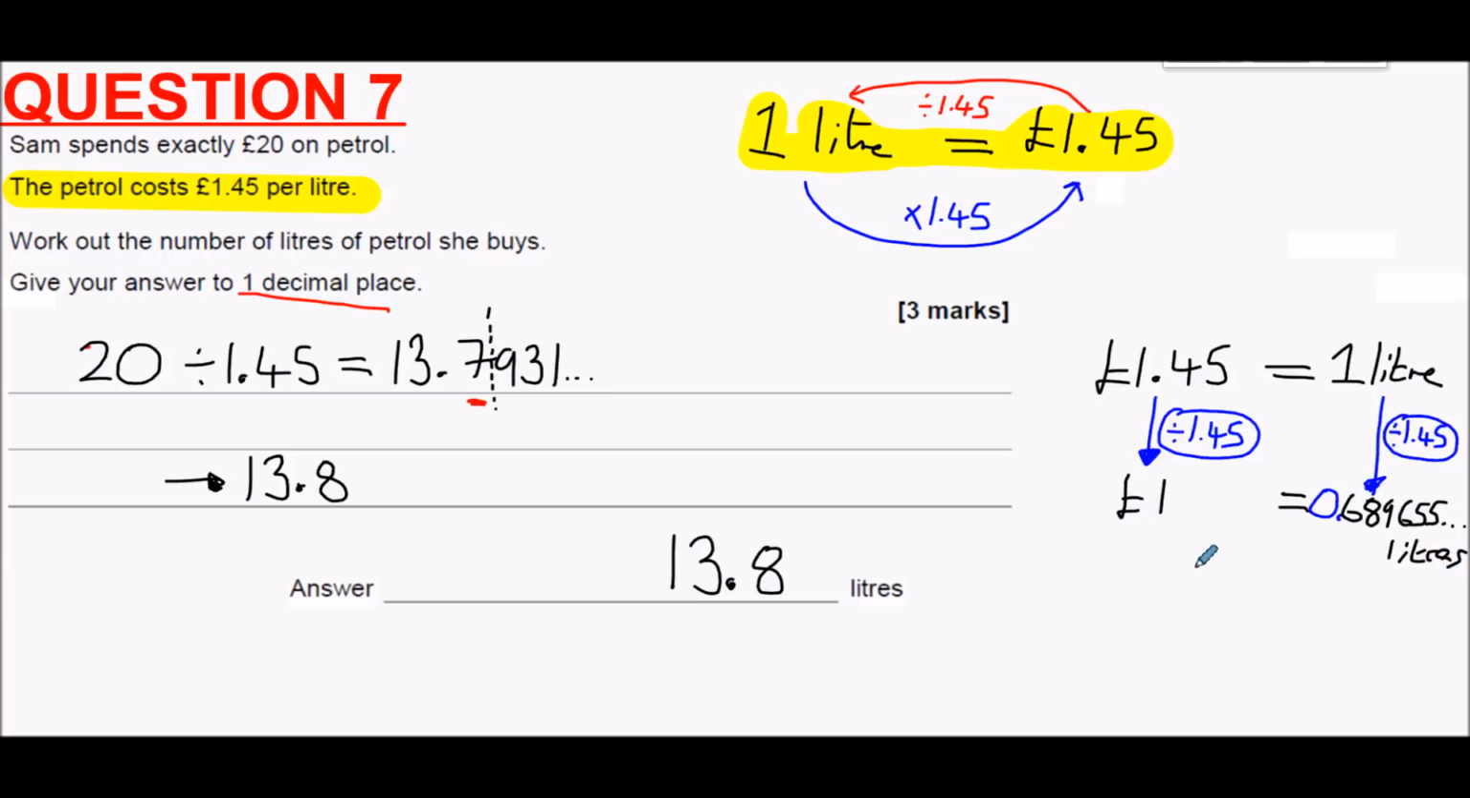Now, of course, she didn't just spend £1. We've been told she spends exactly £20. So our next step would be to go from £1 to £20. And so what would we have to multiply £1 by to get £20? The answer, I hope you could see, is that we just multiply by 20. But like I mentioned before, what we do to one side, we need to do to the other. And so if we multiply the amount of money by 20, we need to do the same to the number of litres we've got. So if you took my advice and left that long awkward number on the calculator, we can just multiply this number by 20 now.